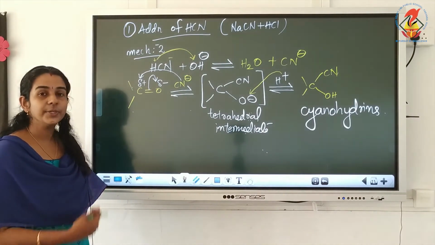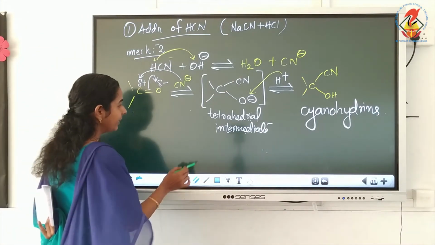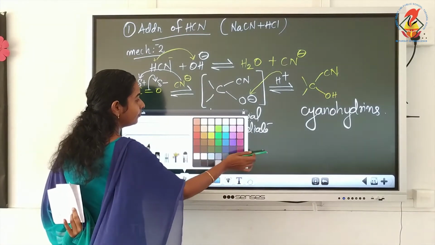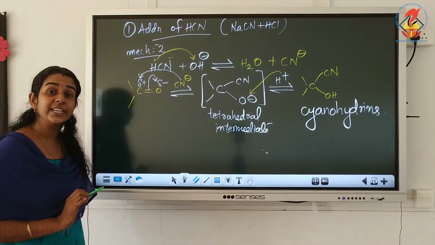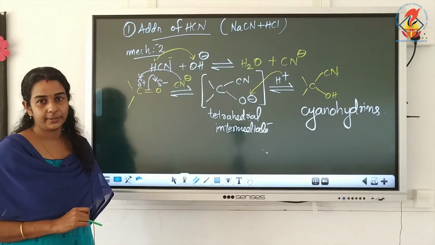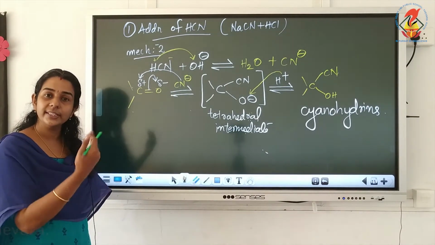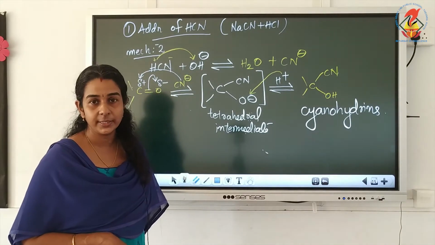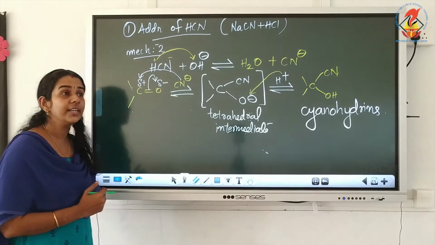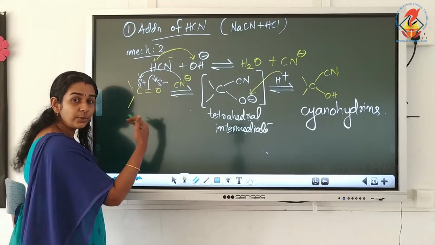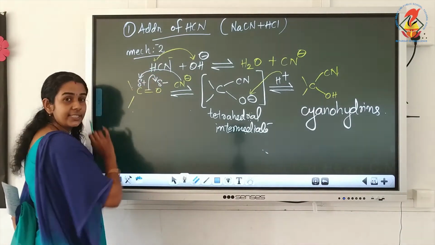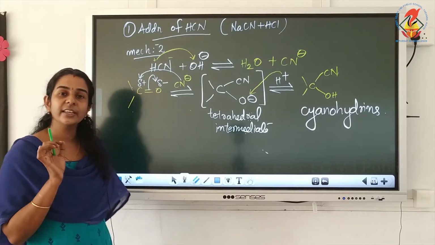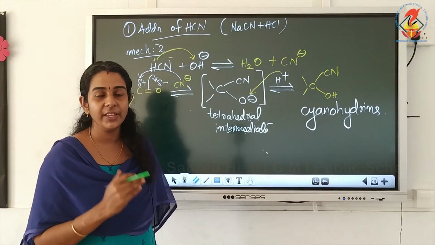Now the next question is, here in this mechanism you can see in the first step HCN is treated with OH minus. Why are we not simply writing the ionization of HCN as H plus and CN minus? The reason is, if we are carrying out this reaction with pure HCN, the reaction rate or the speed will be very less.